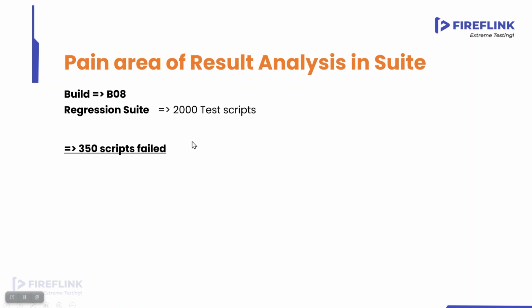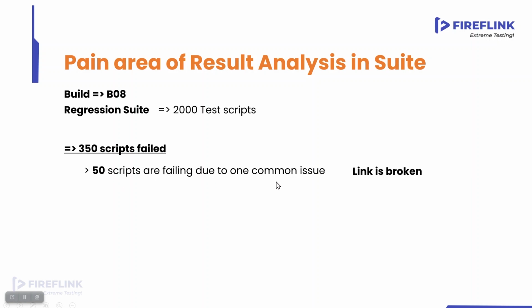Now after working on all these 350 failures, meaning debugging all the 350 failures, what I came to know is that 50 scripts are failing due to one common issue. Out of this 350, 50 scripts are failing due to one common issue, right? Let us say a link is broken. Due to this broken link, 50 scripts are getting failed. I am saying this after debugging all the 350 scripts, each script one by one, right?